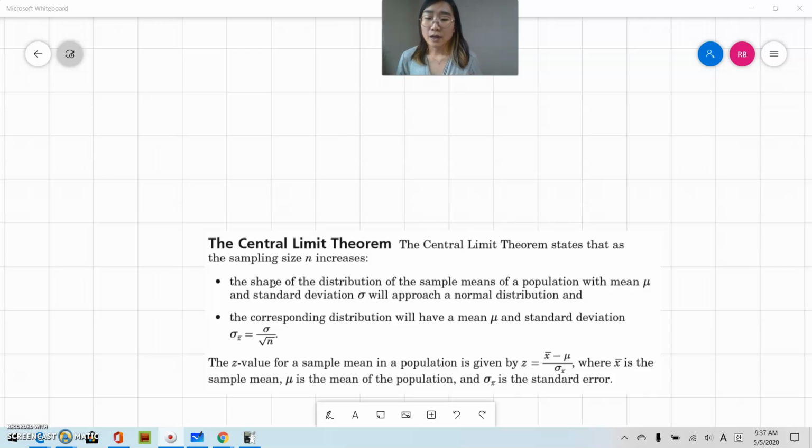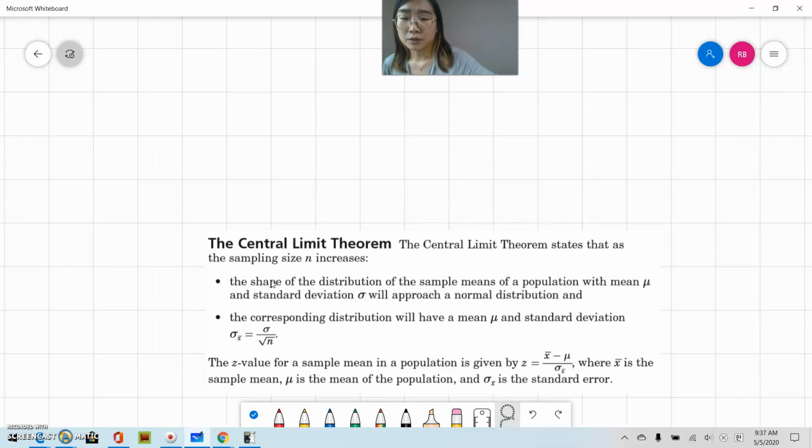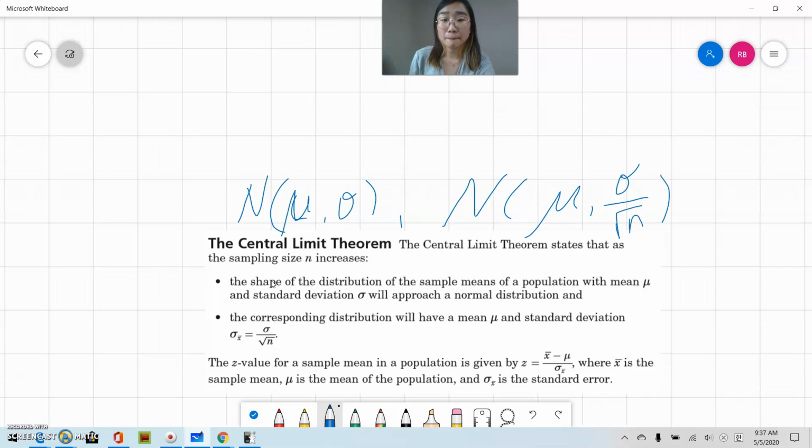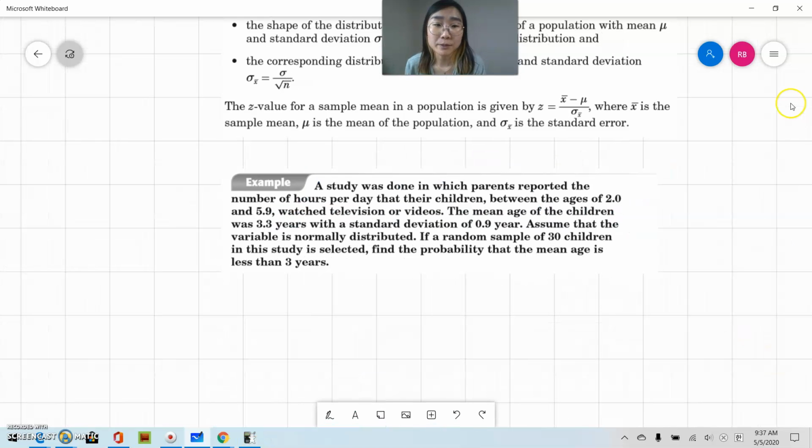So we learned how to write the normal, which is the N, and then you write the mean, and then sigma, right? If it's a sampling distribution, meaning you have multiple samples and you average them out to draw the distribution, then your normal distribution looks like this: the mean stays the same, but your sigma gets divided by the square root of your sample size, okay? That's something we need to remember as we try some of these example problems.